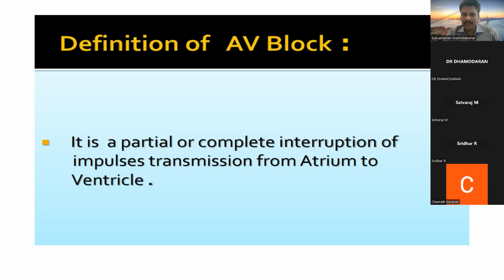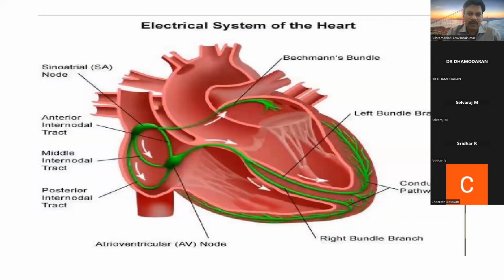So it means the atrium is conducting. The sinus node is acting normally. Conduction happens in the atrial musculature and reaches the AV node. From there, it is not conducting properly to the ventricle. So this is what I have told.